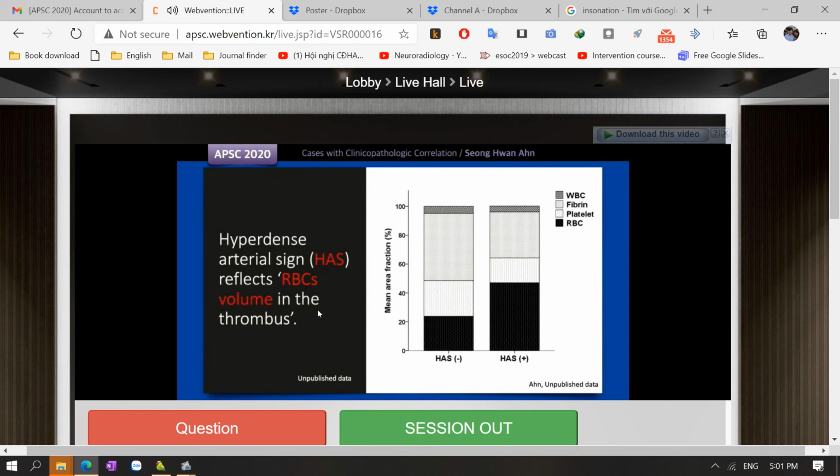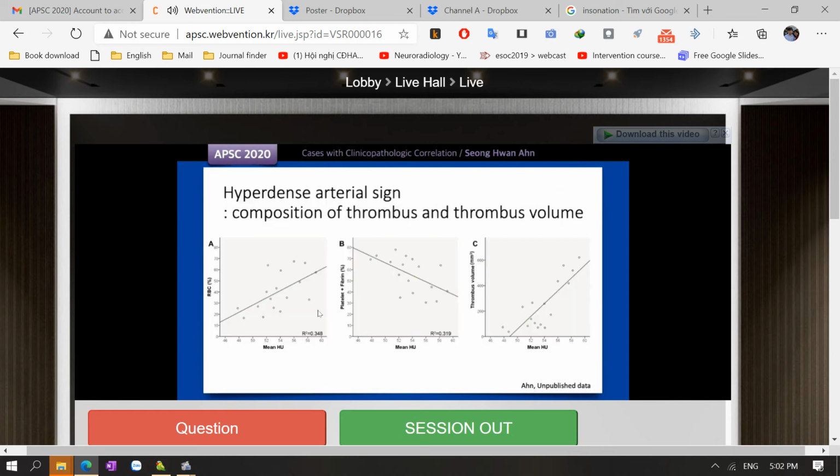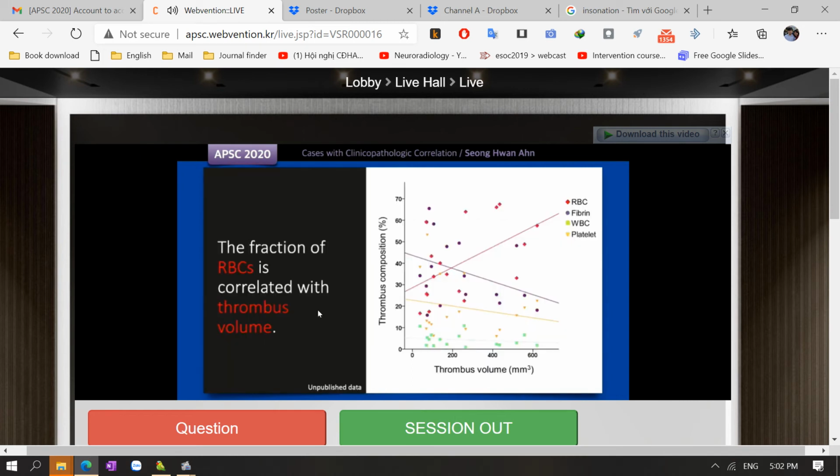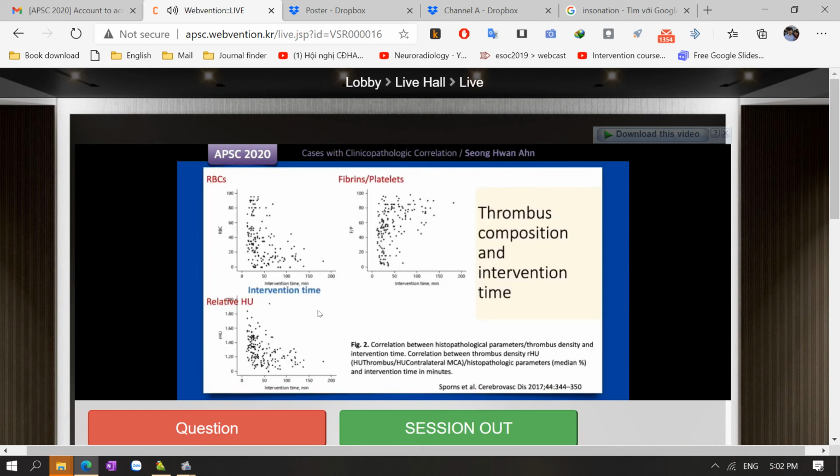Also, in addition, I found that the fraction of red blood cells was associated with the hyperdense arterial sign on non-contrast CT. Also, red blood cells were associated with increased mean Hounsfield unit and with the thrombus volume. Platelets and fibrin show negative correlation. The fraction of RBC is correlated with the thrombus volume. Only RBC, not fibrin, not WBC, not platelet. Only red blood cells are correlated with thrombus volume.